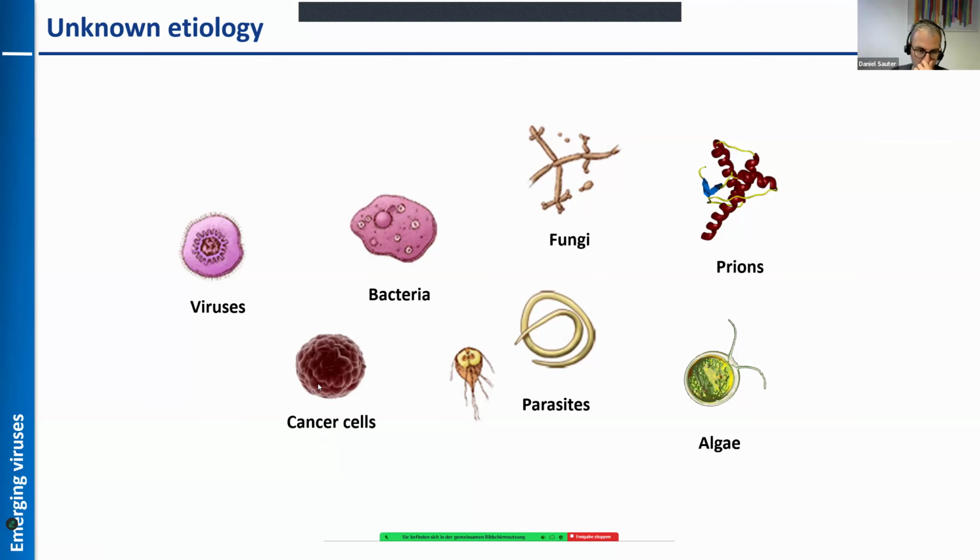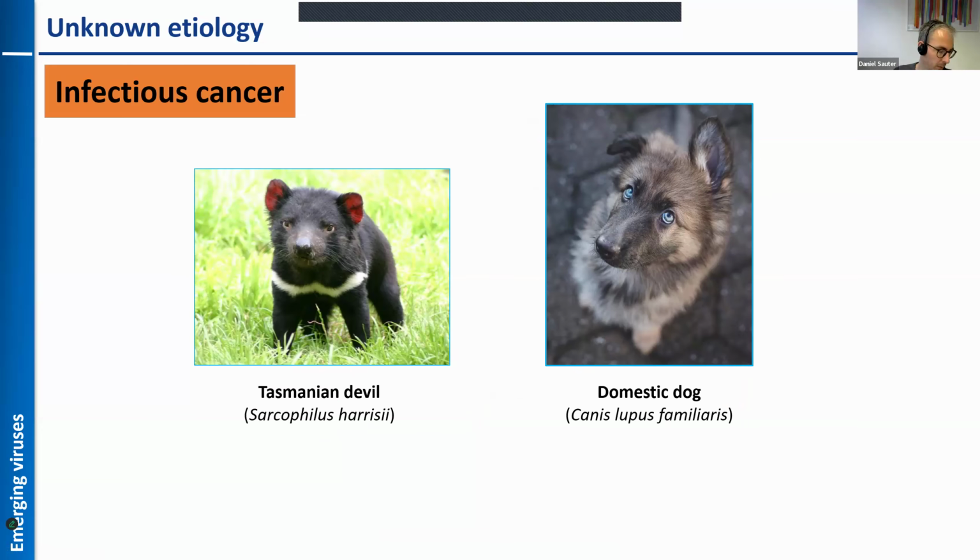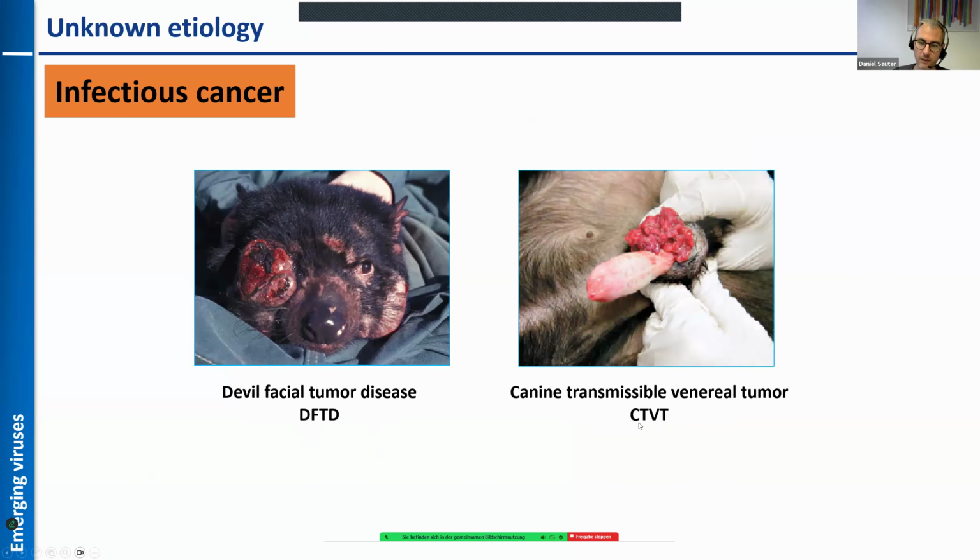But the examples that I would like to introduce here are totally unrelated to viral infections. So in this case, it's really the cancer cell itself that is transmitted from one individual to another. This does not occur in humans so far, so we don't know any real examples from humans, but we know examples of transmissible cancer from animals. And actually, the two best described examples can be found in the Tasmanian devil and the dog. And the two diseases caused by infectious cancer in these species are DFTD and CTVD.